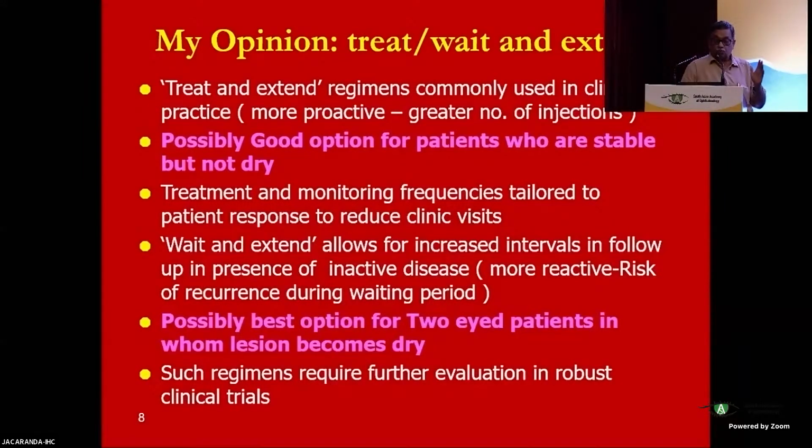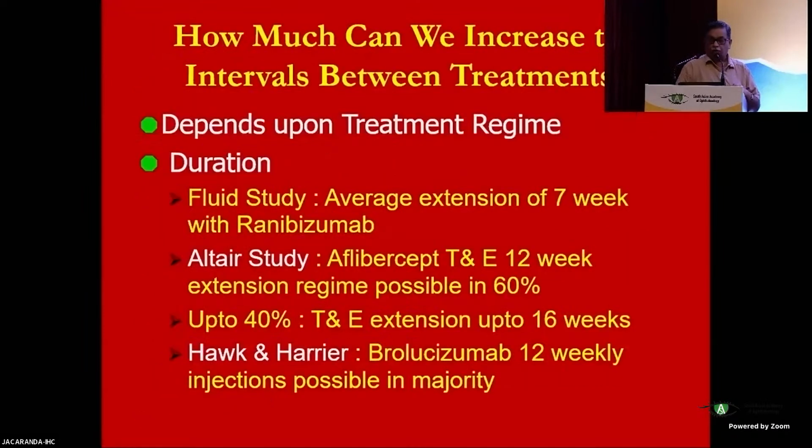In patients who have a dry retina, it's better to have a wait and extend approach, where you follow up regularly but treat only when the patient needs it. And this is probably the best option for 2-eyed patients whose lesion becomes dry. Now, for one-eyed patients, I understand we don't want to take any chances, so we want to keep on giving even when they're dry. It's like a preemptive strike which is going on all the time.